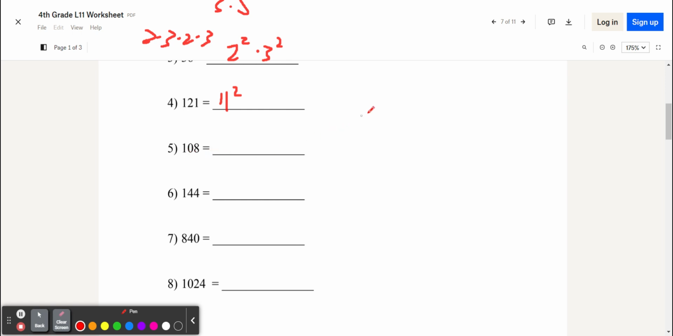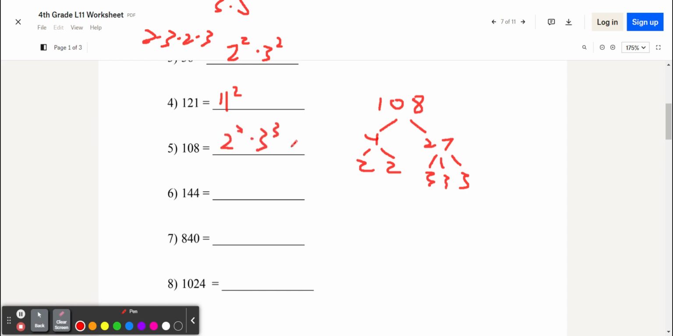108, you can notice that you can divide 4 out of it, and 4 splits into 2 and 2. And once you divide by 4, you'll get 27, which is 3 to the power of 3 actually. So your answer will be 2 squared times 3 cubed.